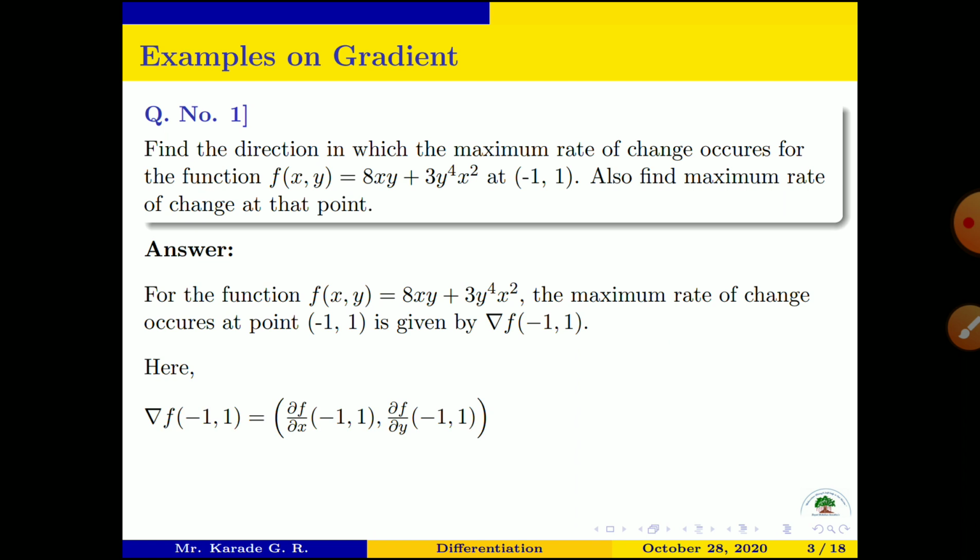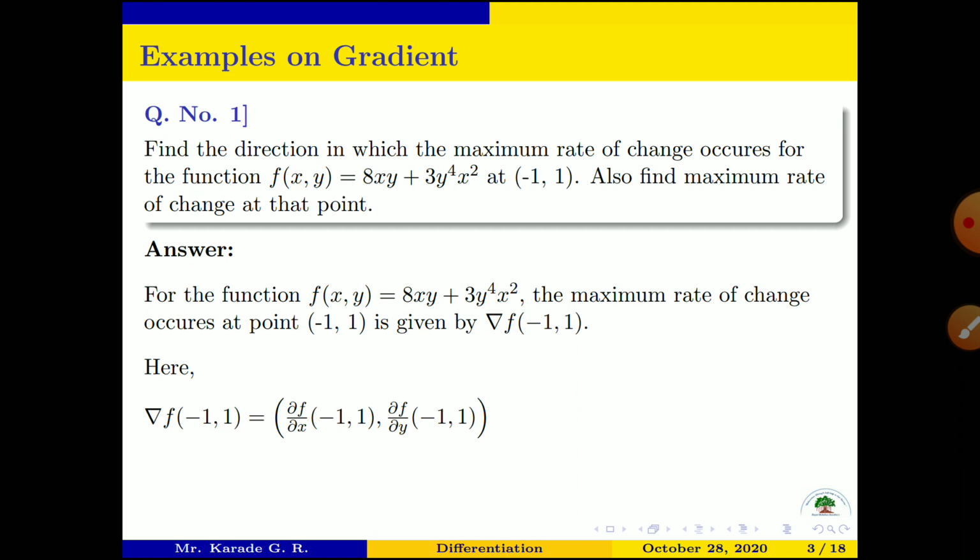Here we know the definition of gradient of function f at a point, and it is a vector with 2 components. The first component is dou f by dou x at point minus 1 comma 1, the second component is dou f by dou y at point minus 1 comma 1. So this is our gradient vector. To find this vector we have to find these two components. Okay, so let us find out these two components.